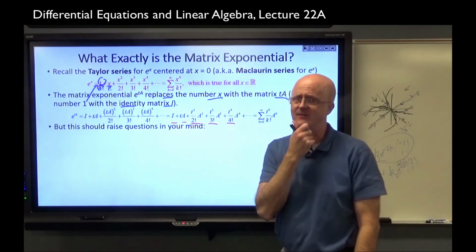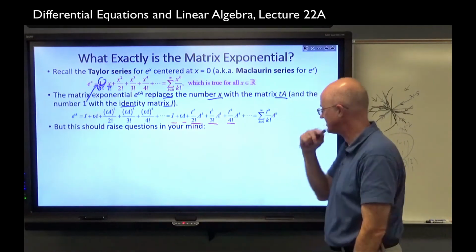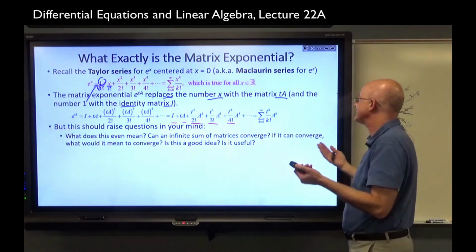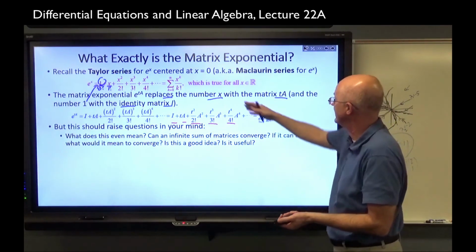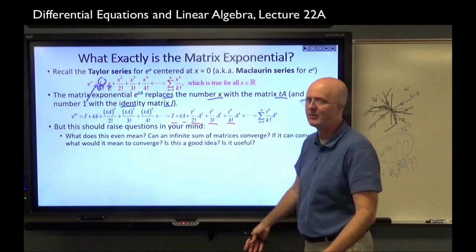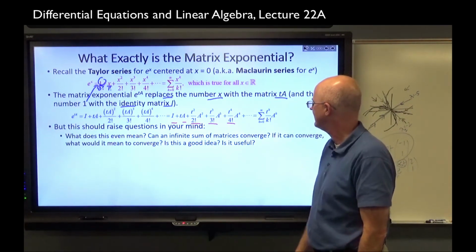This should seem kind of fishy. Can we really do this? This should raise questions in your mind. What does this even mean? Can an infinite sum of matrices really converge like infinite sums of numbers? If it can converge, what would it mean for it to converge? Is this a good idea?